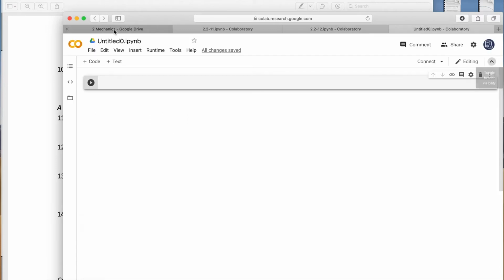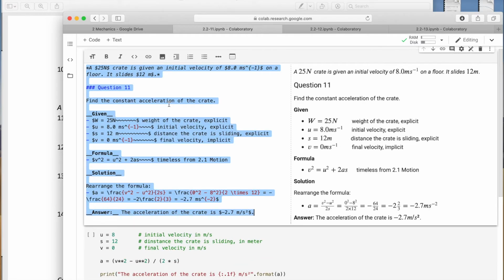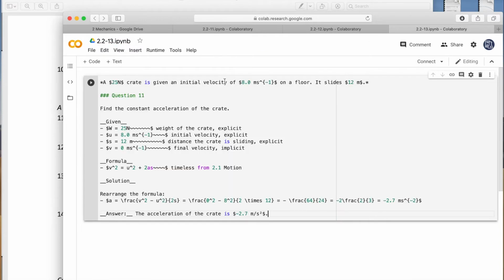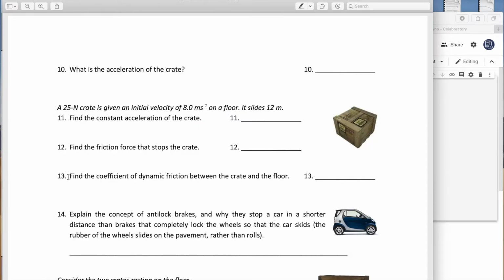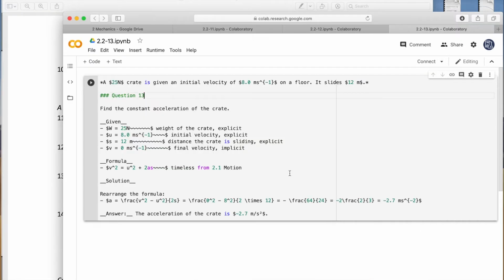And now let's go for question 13. Let's copy the information again from question 11 and see what we can use for question 13 here. So, question 13 is find the coefficient of dynamic friction. And that's a term that we can find in the formula booklet as well.